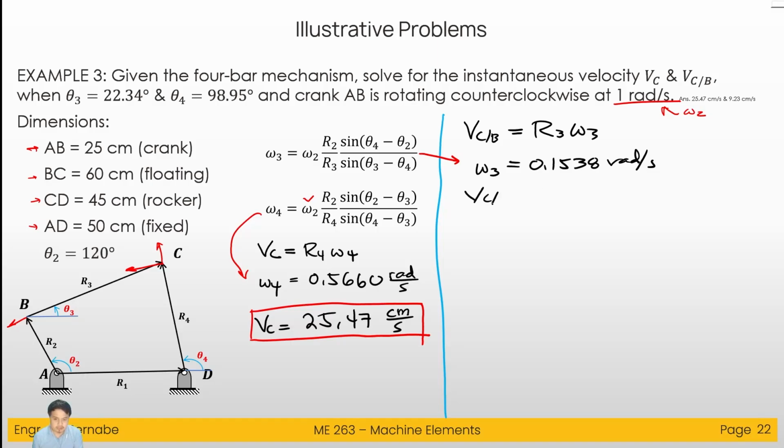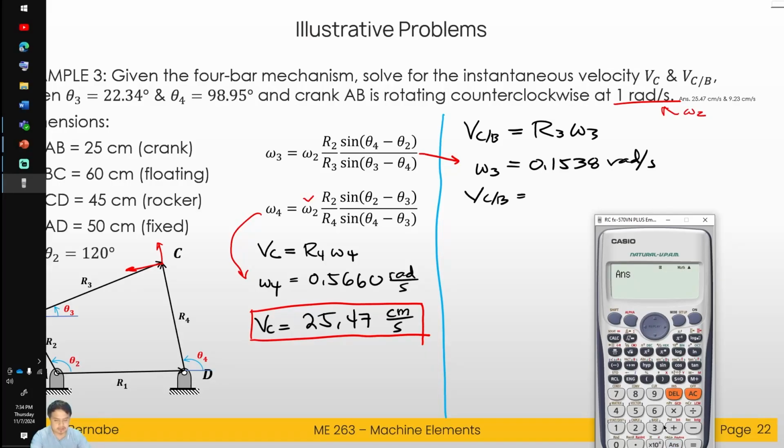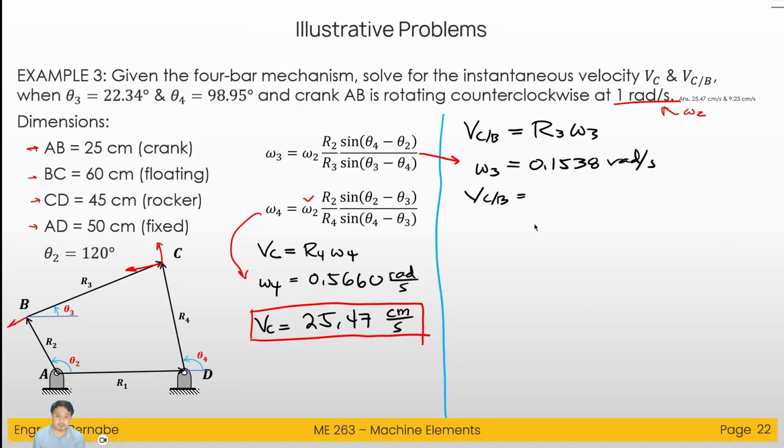So therefore, your VCB here, multiply this R3 by this. I'll just use ANS to make this a bit quicker. So omega 3 is 0.1538 times 60. So the velocity is 9.23 centimeter per second. Okay. So an alternative way to solve this is actually using the vector method. I won't be delving into that, but you can try. It should be the same as this. Okay, so that's it for example 3.